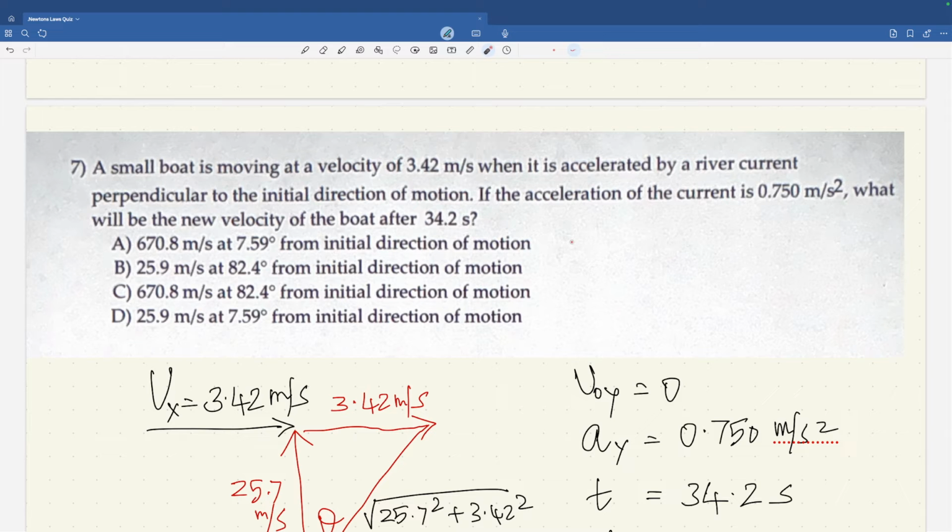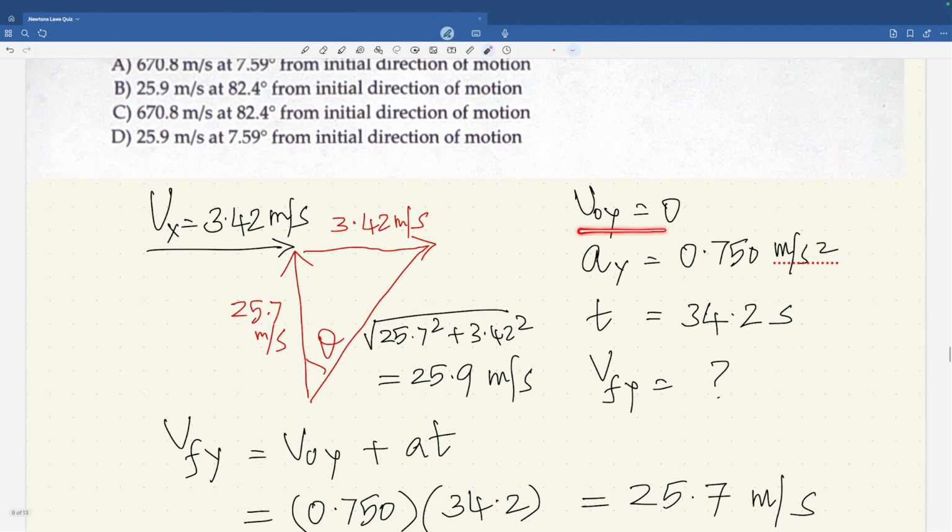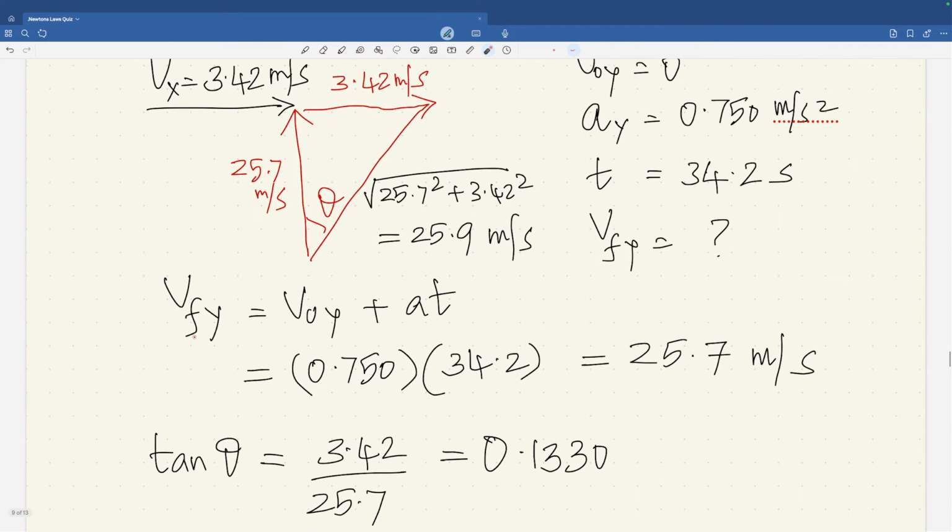So first what we do is we find the y velocity using kinematics. The initial y velocity is 0. The acceleration, the y is given. Time is given. Find out the final y velocity using this equation. Okay, and then that's 0. That's why you don't find that. So that's a times t right there, a times t, and you get it.